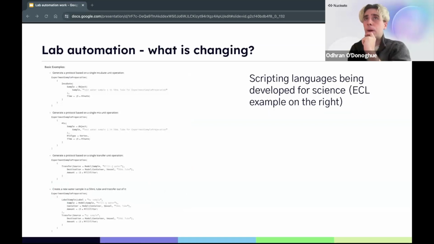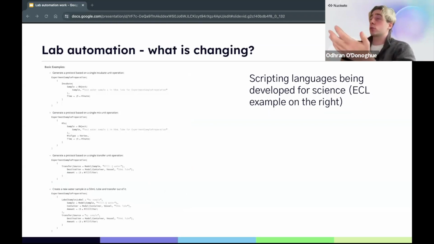So as part of this, people are also developing scripting languages, ways of describing all of the actions in a lab. Don't worry about reading the stuff on the left, but just know that we are beginning to think about how we program science. We have rough forms of this, things like Opentrons, a liquid handler that has an API in Python. We have comprehensive forms of this. ECL is an example of this.